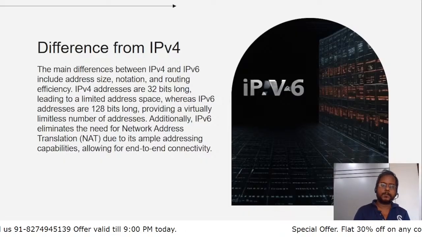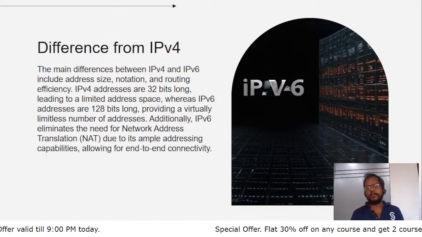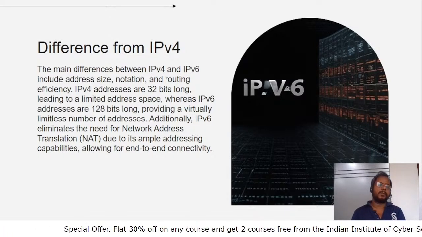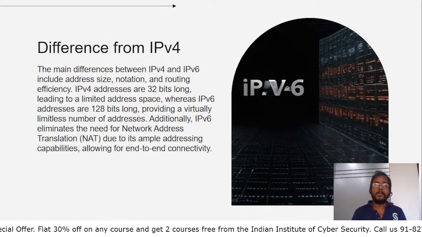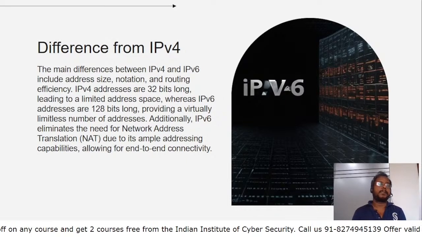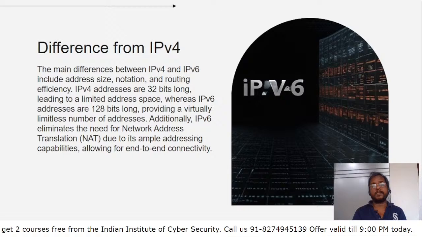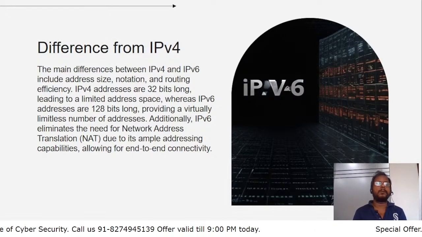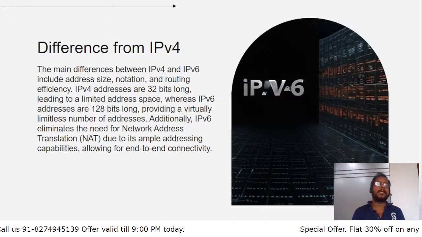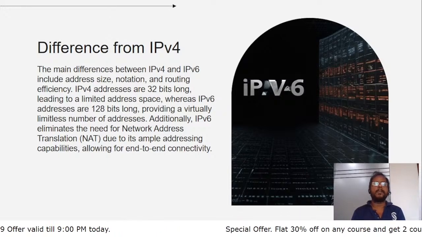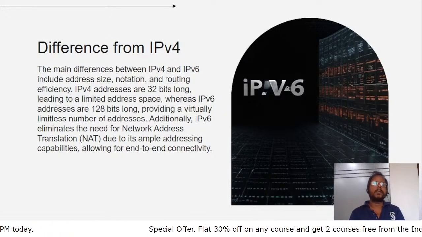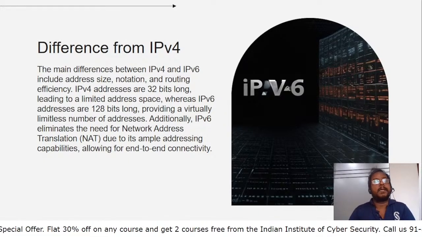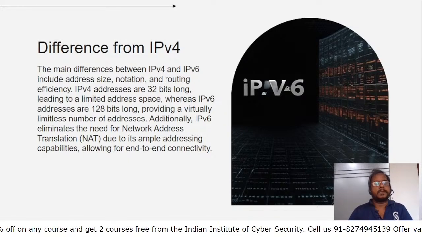Now, what is the difference from IPv4? The main difference is address size, notation, and routing efficiency. You can actually transmit a lot more routing prefixes than with IPv4. An IPv4 address is 32-bit long, leading to limited address space, whereas IPv6 addresses are 128-bit long. Additionally, IPv6 removes the need for NAT because there is no private and public address in the case of IPv6. So there is no need for network address translation.